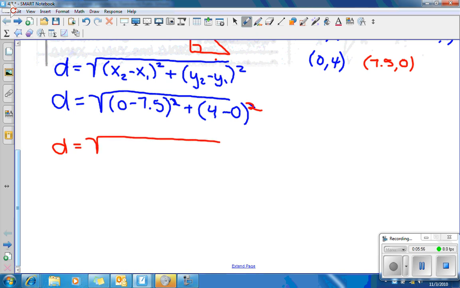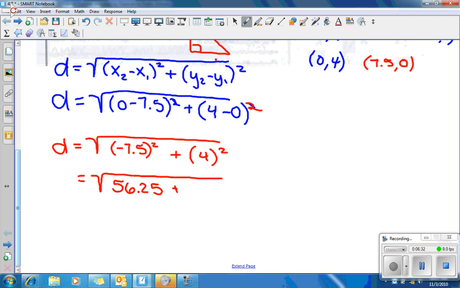So order of operations is parentheses, right? Do we have parentheses? Yes, so 0 minus 7.5 is negative 7.5. If you don't square it with the parentheses, it will give you the wrong answer. Okay, it's going to be a positive number. And 4 minus 0 is 4, and you square it. So 7.5 squared is 56.25. And 4 squared is 16. And you add those together.